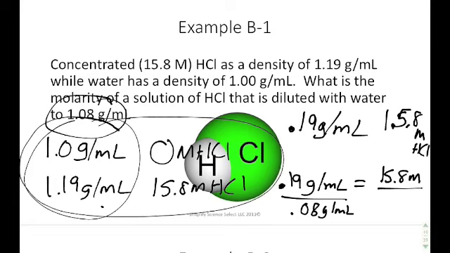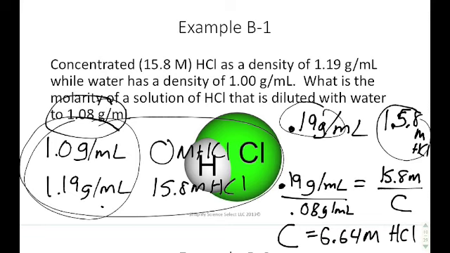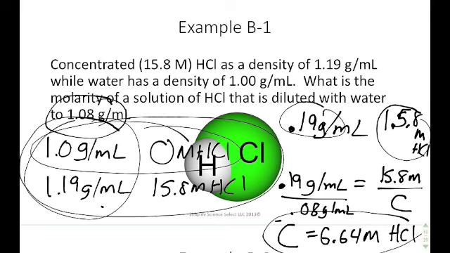And then here you want to know your unknown concentration. You cross multiply, and you end up getting a concentration of about 6.64 molar HCl. If you look at that, that makes sense, because you had 15.8 molar here and you had 0 here. You would expect the concentration to be somewhere in between those two, and that's exactly what it is.